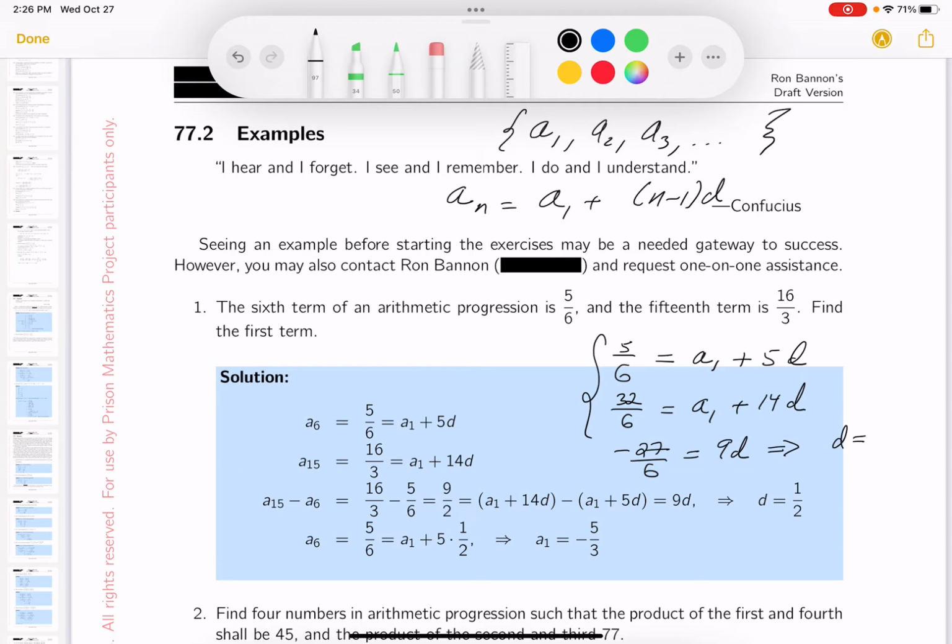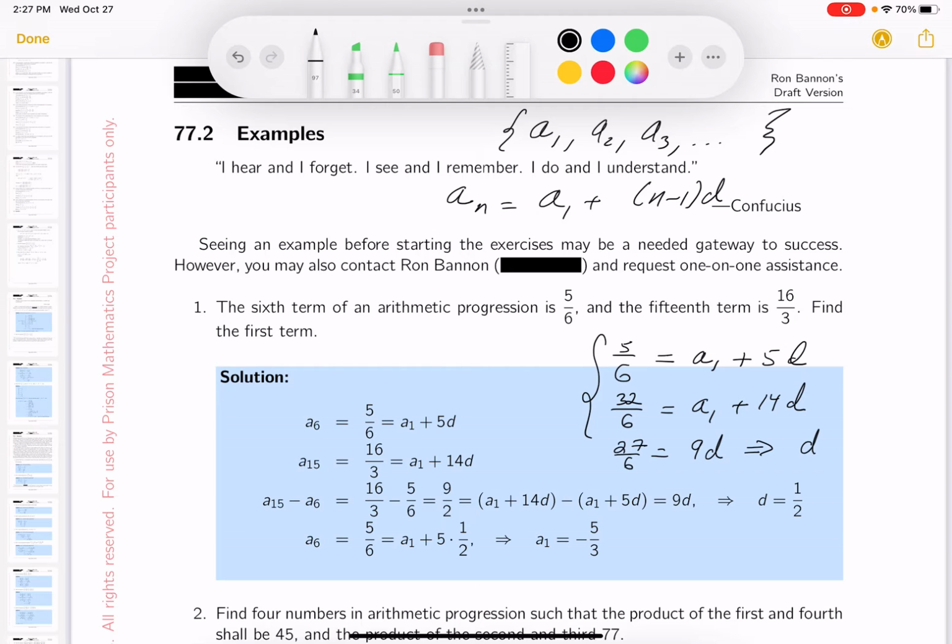So it looks like I think I might have made a mistake somewhere. Oh, I'm sorry, I made a mistake. I've got to correct it. I'm sorry, 32 minus 5 is 27/6. That was my mistake. A1 minus A1 is nothing. 14 minus 5 is 9.